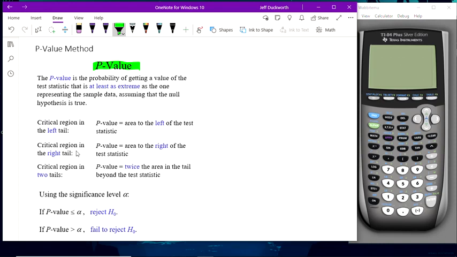So we've got three different possibilities. We have a left tail example where we've got the area here, this is alpha, on the left region. So the p-value is the area from the test statistic to the left. So if we have a test statistic that is, say here, where this x is, so this is our test stat, the p-value is the area from the test stat to the left.